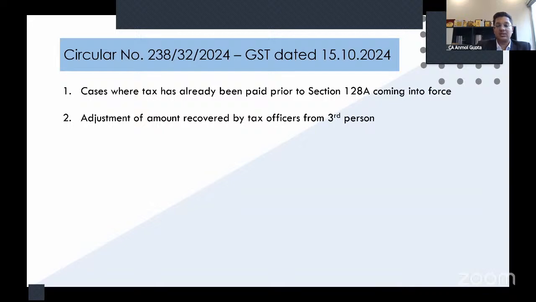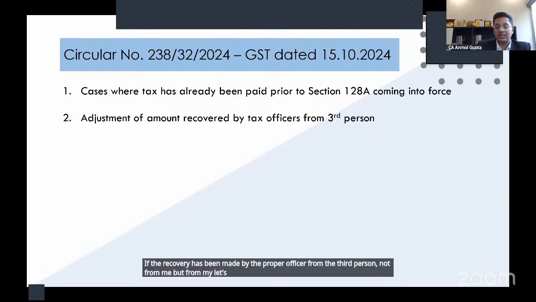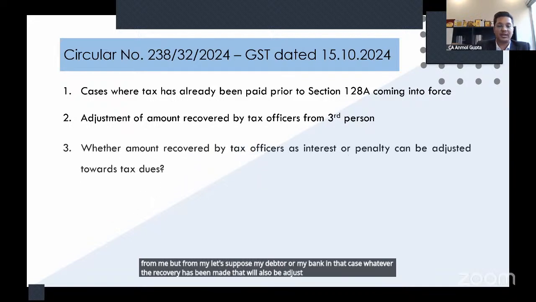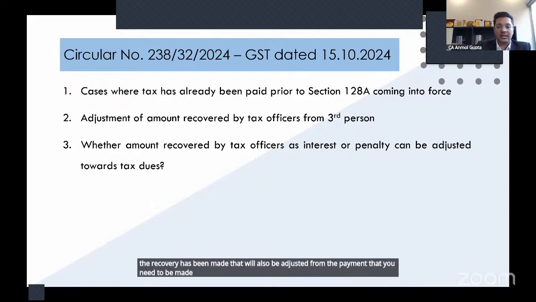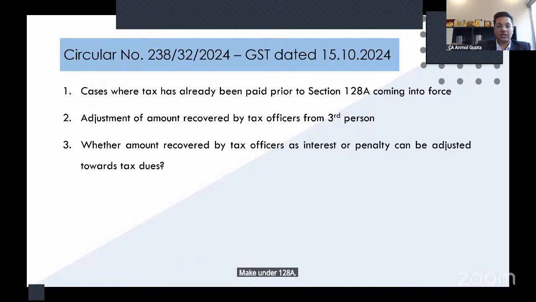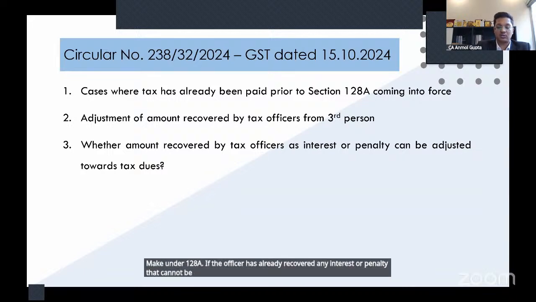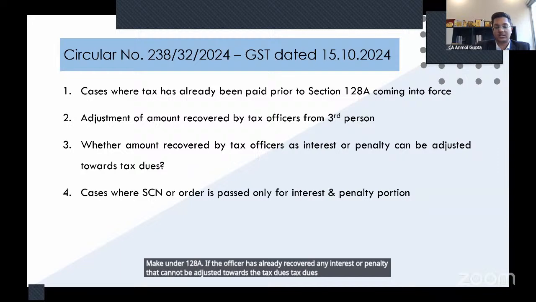If the recovery has been made by the proper officer from a third person, not from me, but from, let's suppose, my debtor or my bank, in that case, whatever recovery has been made will also be adjusted from the payment that you need to make under 128A. If the officer has already recovered any interest or penalty, that cannot be adjusted towards the tax dues that need to be paid separately. For interest and penalty, you won't get any refund.